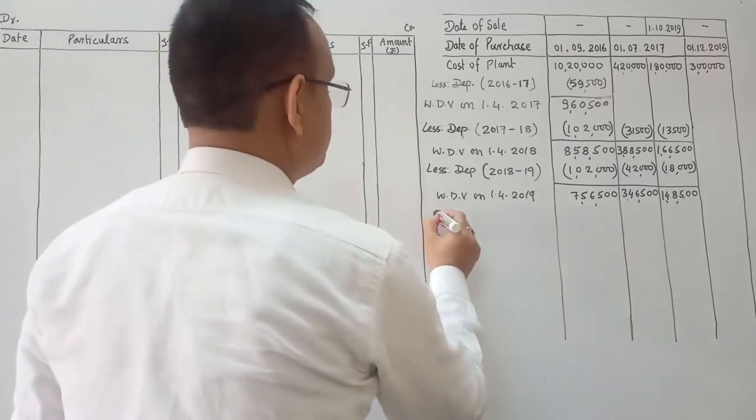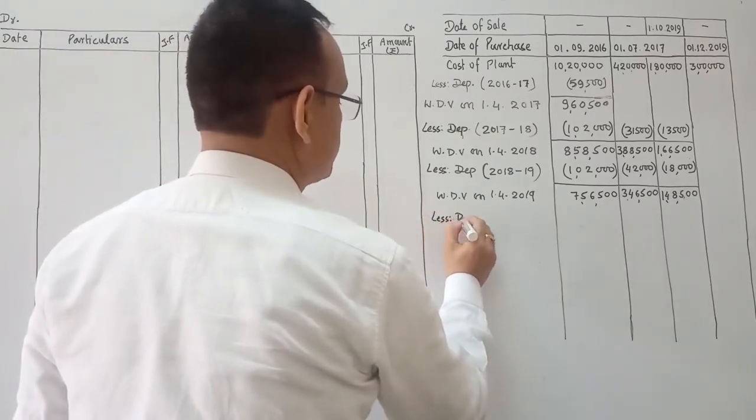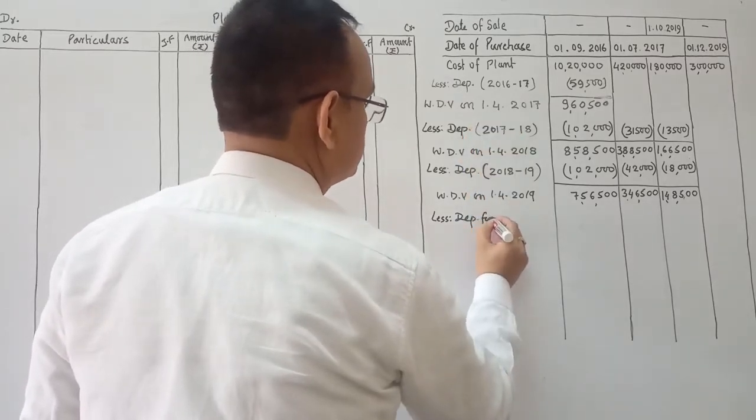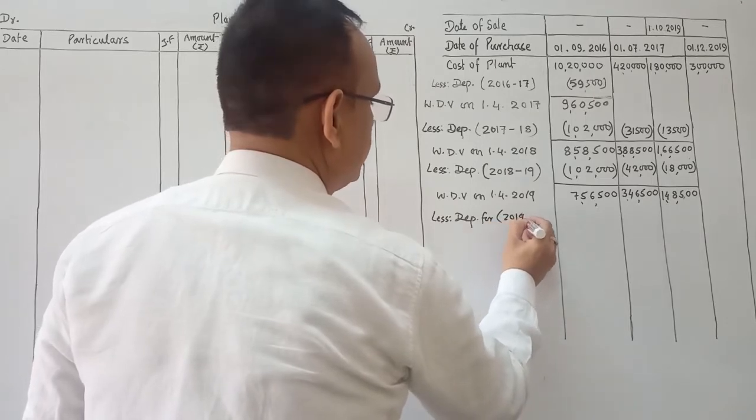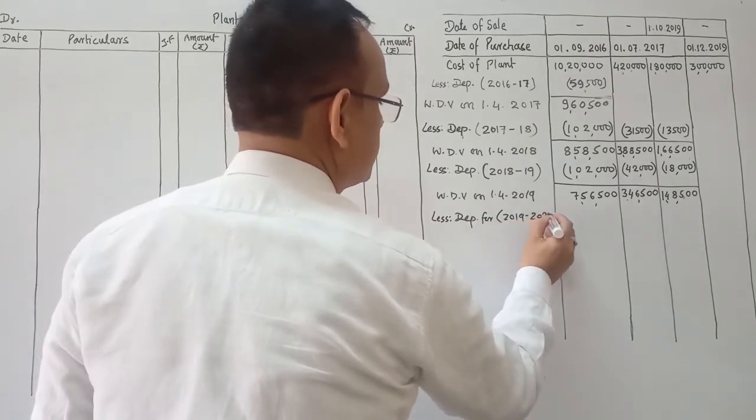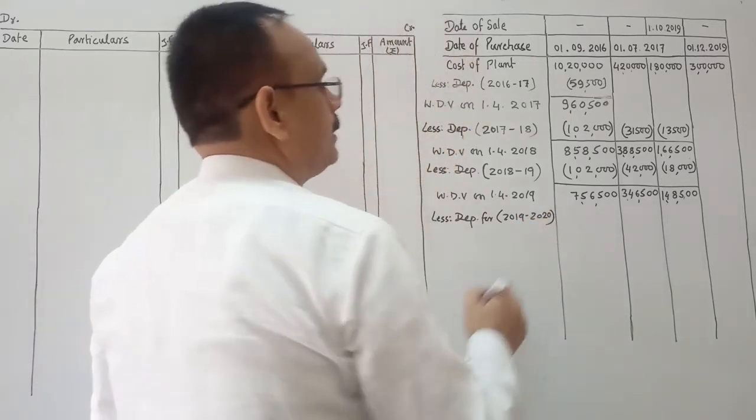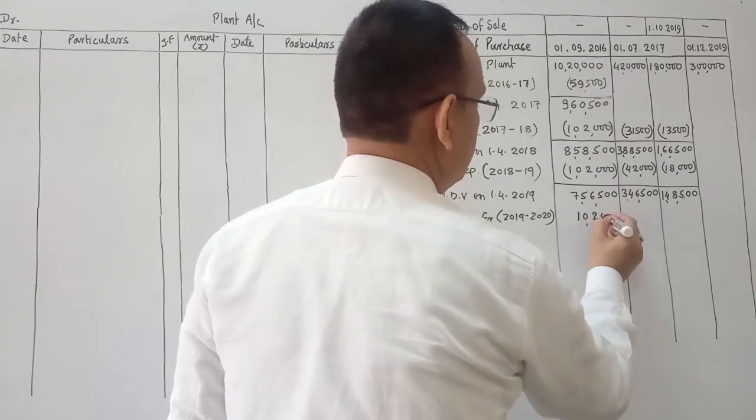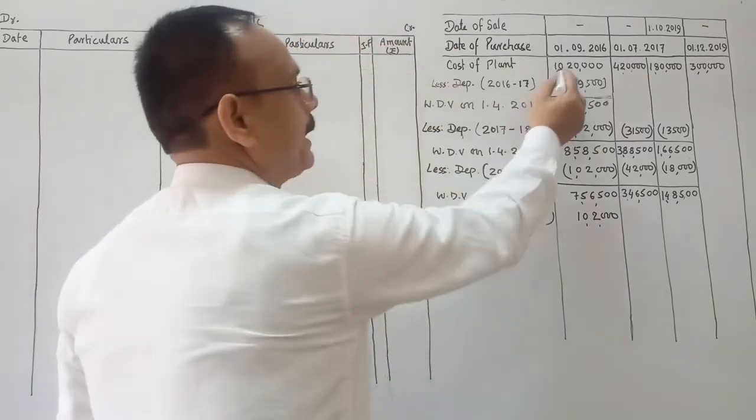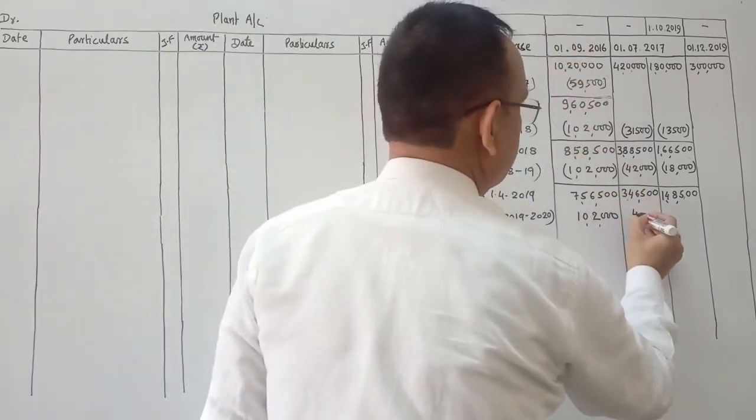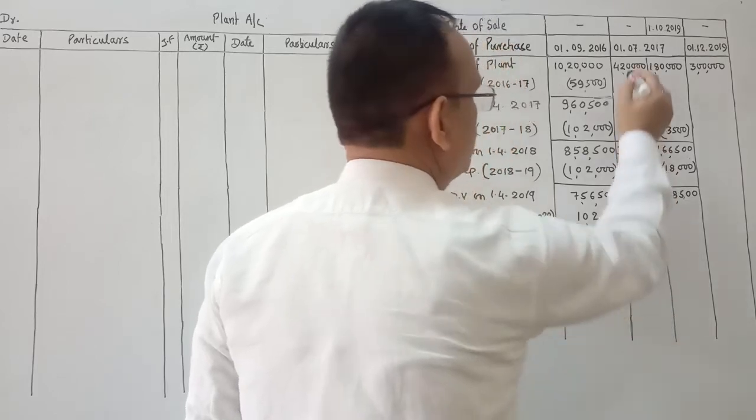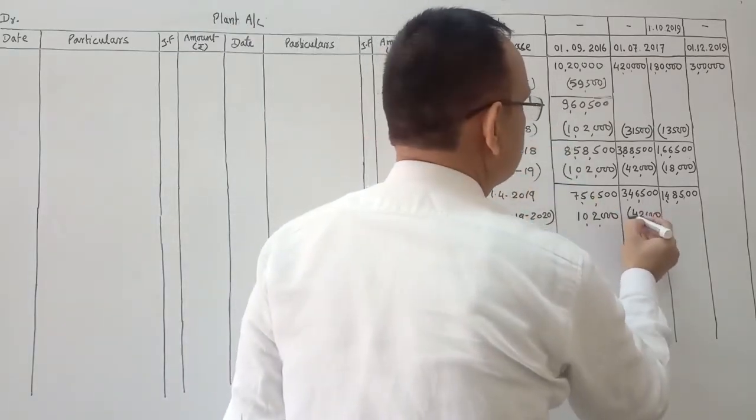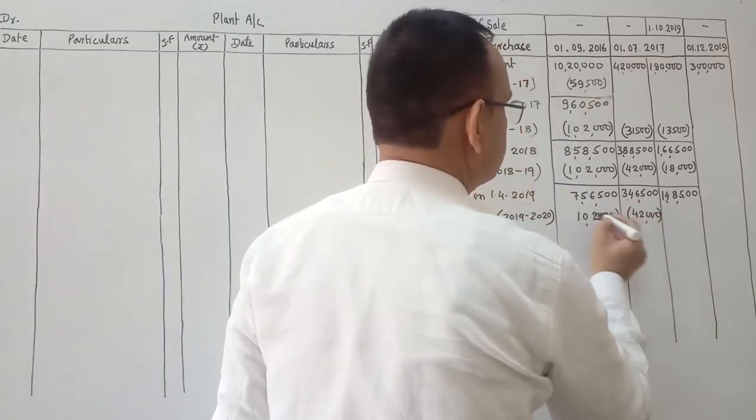Now depreciation for the next financial year, 2019-20. This is the fourth year. Here the depreciation amount will be same, 1,02,000 on the original cost, 10% on 10,20,000. Here also it is 42,000 on the original cost, 4,20,000 into 10 upon 100. This is also the same amount for the whole financial year.